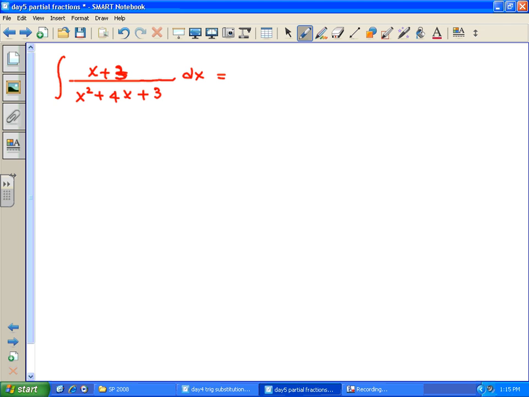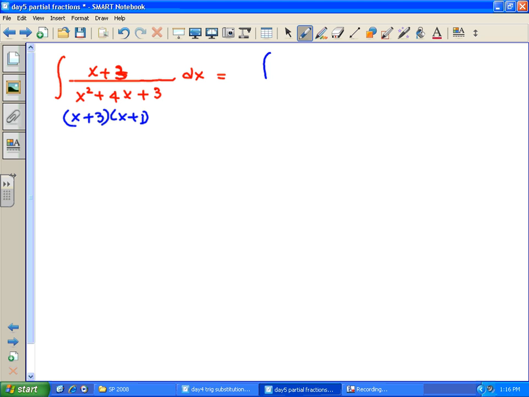Trig substitution usually applies to perfect square sums or differences. We don't have that perfect square here yet, right? So now let's think about this new technique we're discussing. First step, degree of the top is smaller than the bottom. Check, we have that. Second step, go ahead and factor the bottom. In this case, we have x plus 3 times x plus 1, right?